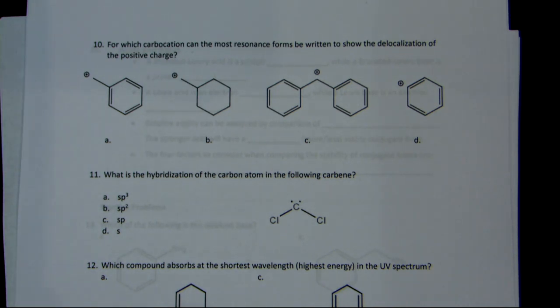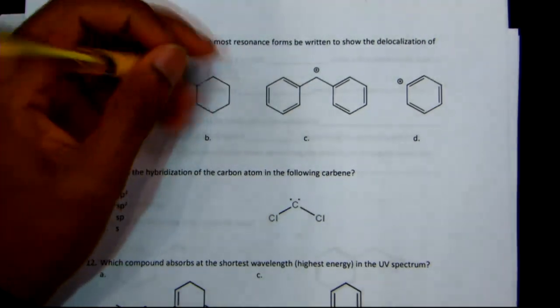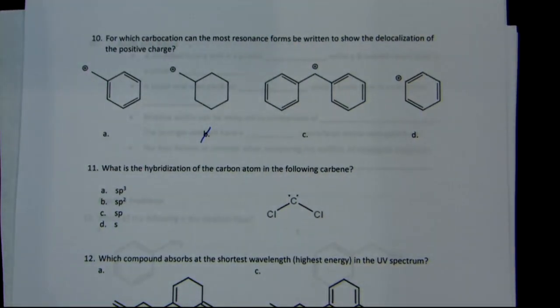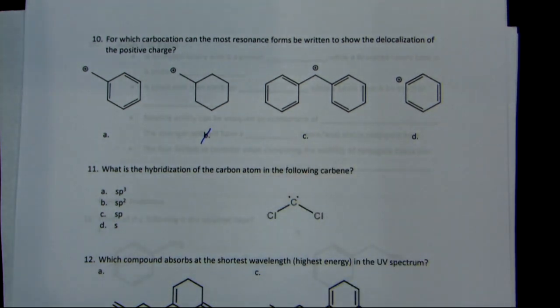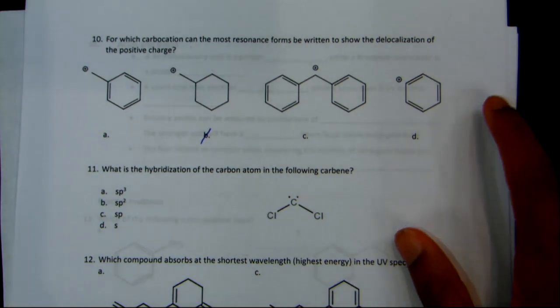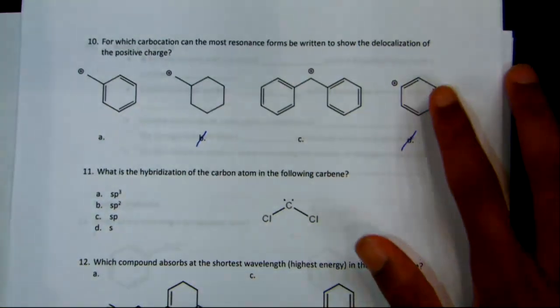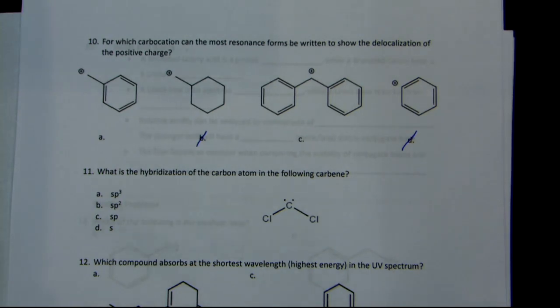All right, for which carbocation can the most resonance forms be written to show the delocalization of the positive charge? So just looking at it, which one doesn't have resonance? B, right? So B does not have resonance. Vinyl carbocations, do they participate in resonance? Are they stable at all? No, right? So these are not that stable. So D is definitely out. Even if I tried resonance, that carbocation is just not going to move around.